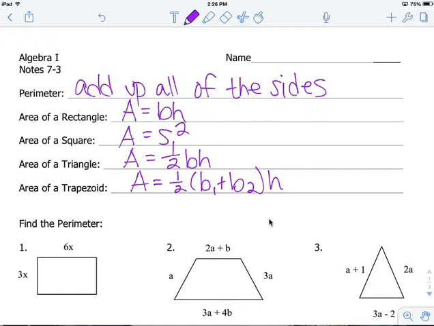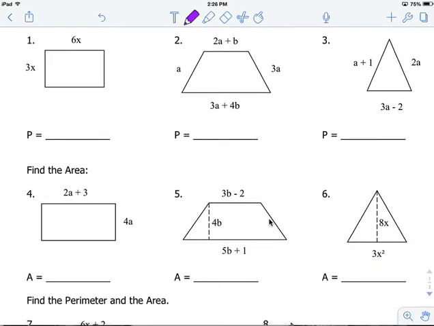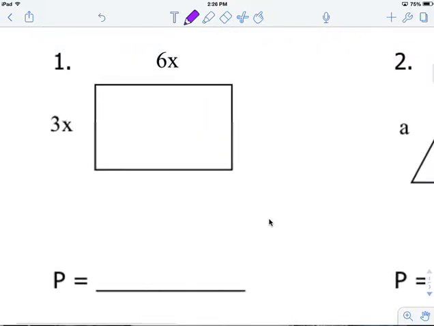The first thing we're going to do is find the perimeter. You have already done this before. In fact, you've already taken a test over this, so it should be just a review. If you look at number 1, we have a width of 3x and a length of 6x. To find the perimeter of the rectangle, I'm going to fill in the missing sides, and I'm just going to add all of them up.